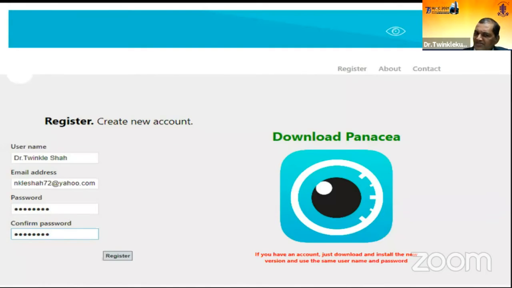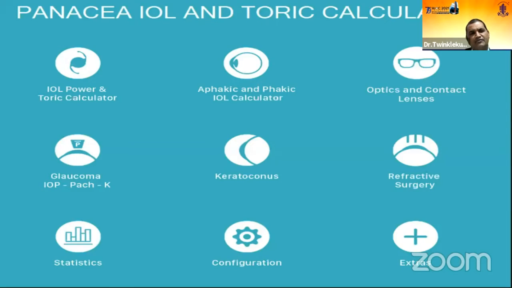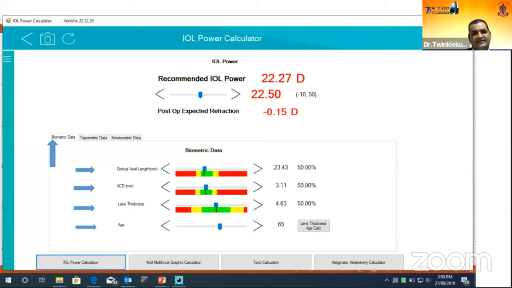The other one is the Panacea. Panacea is a system, one of the calculators. But it is not only a calculator for TORIC and IOL power calculation. It has so many other features. So actually, everybody should download it on your desktop screen. It will help you in your OPD for refractive surgery or keratoconus and everything.